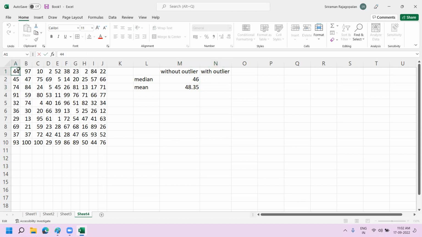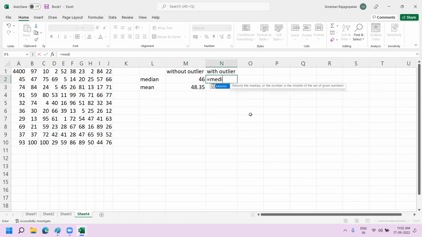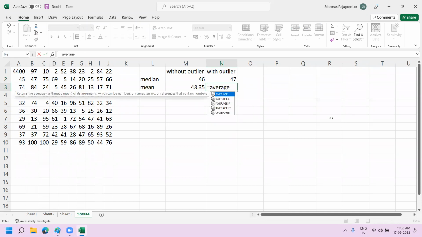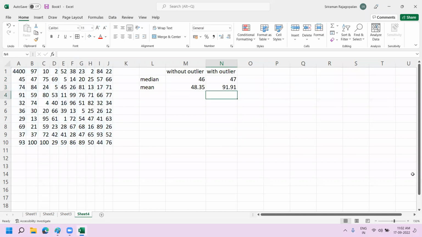Now let me put this value as an outlier for 400. And let me calculate the median first. Now see the difference and tell me which is a more stable measure to find the central value, median.